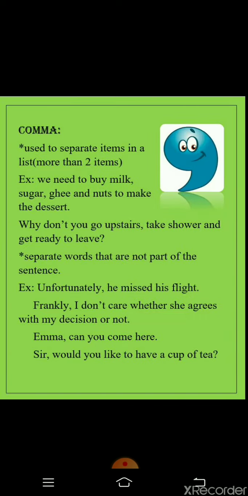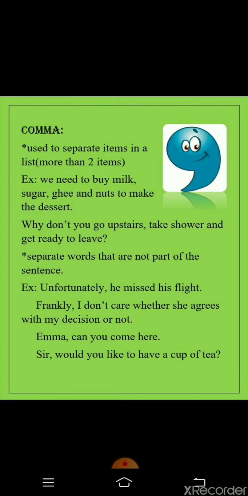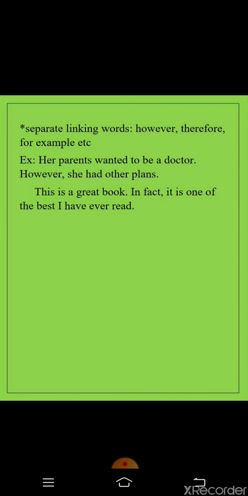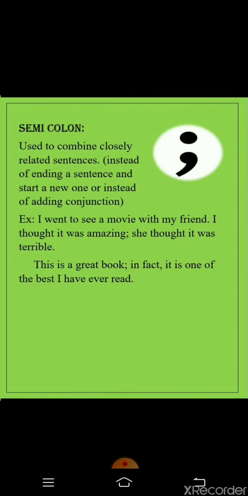So we use commas in 3 places. Where do we use them? To separate items, to separate words that are not a part of the sentence, to separate the linking words. Okay, did you all understand? Yes, very good. Next one is semicolon.